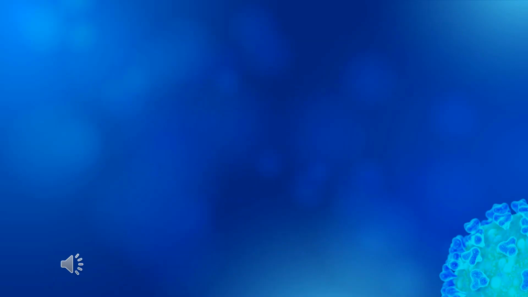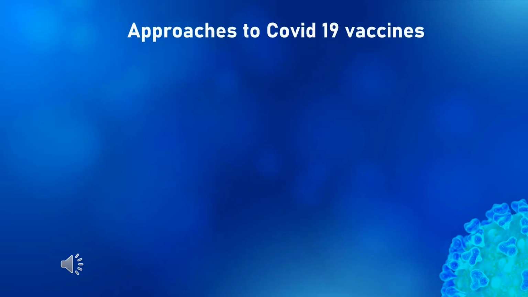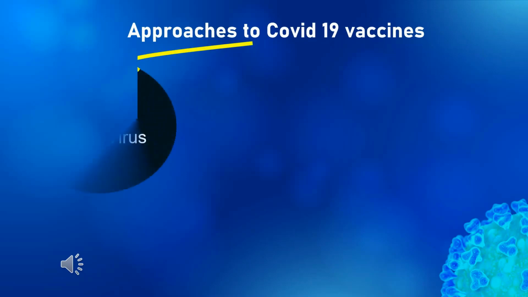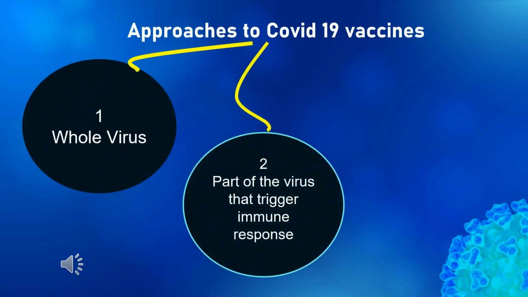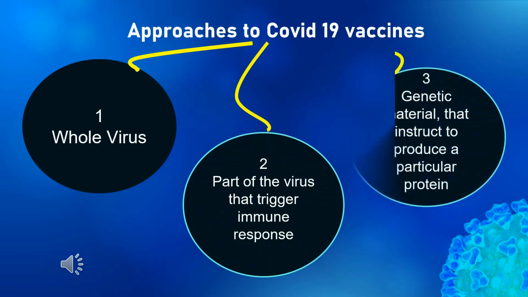Let us look at various approaches to COVID-19 vaccine development. There are 3 approaches. 1. Whole virus or pathogen. 2. Part of the virus that triggers immune response. 3. Genetic material that instructs to produce a particular protein. Next, we can examine each of these in short.